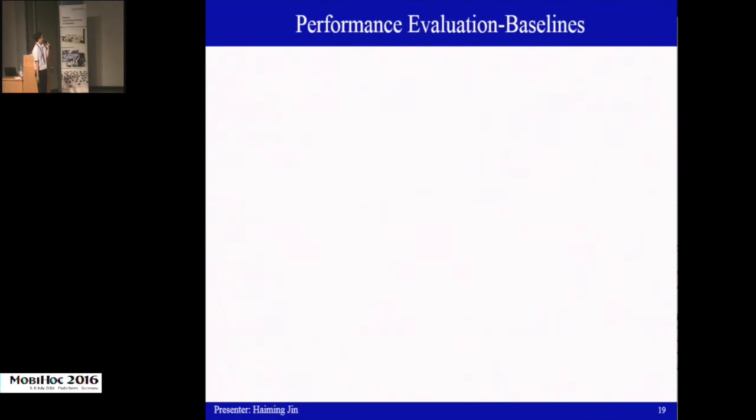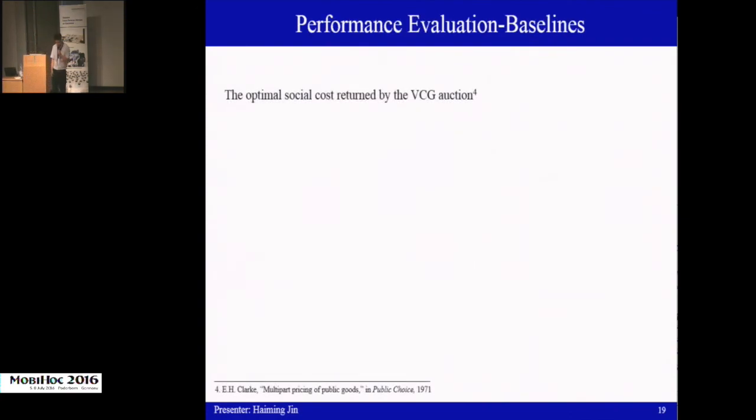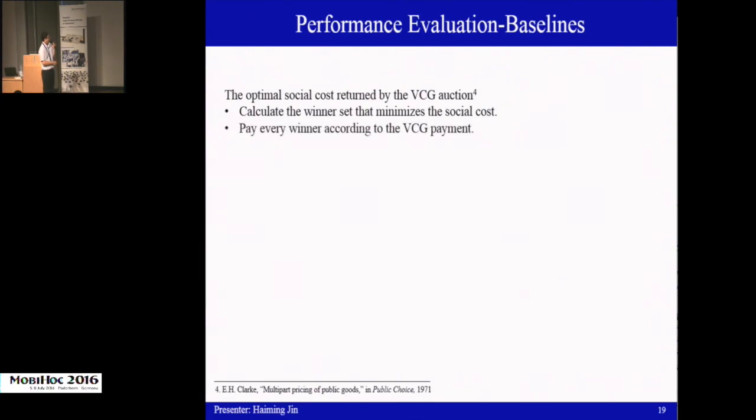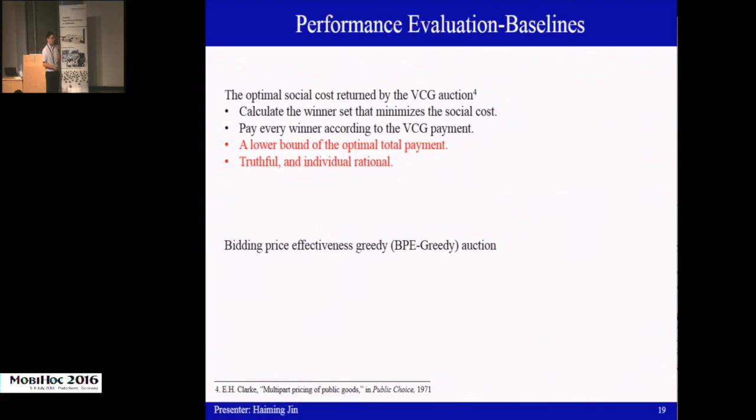So, performance evaluation. Firstly, we compare our PSRC auction with the optimal social cost returned by the VCG auction, where the winner set that minimizes the social cost is first calculated, and then the auction pays every winner according to the VCG payment. This VCG auction obviously offers us a lower bound of the optimal total payment, and it is also truthful and individually rational.